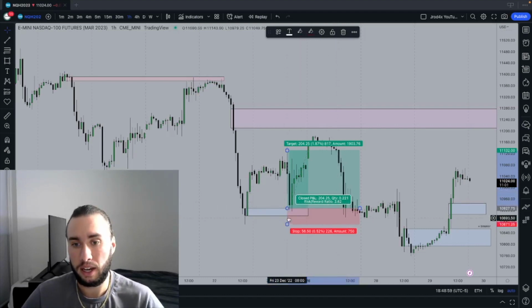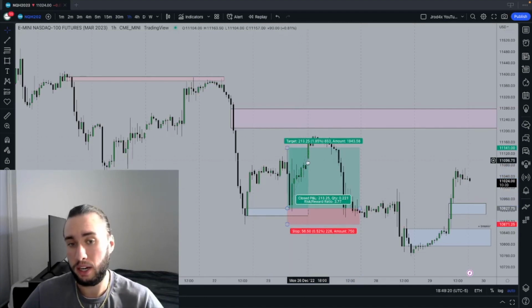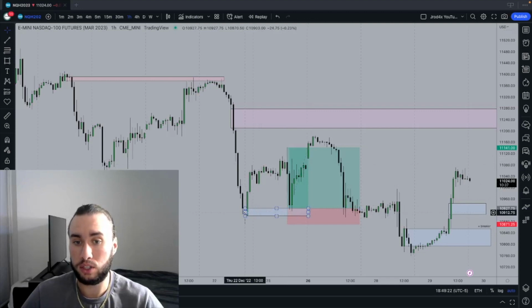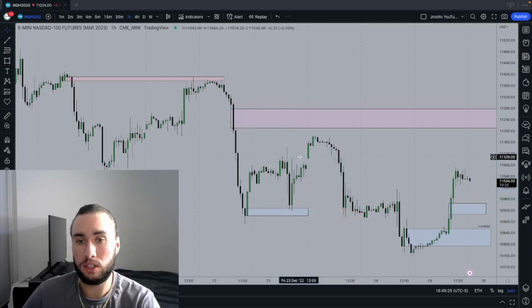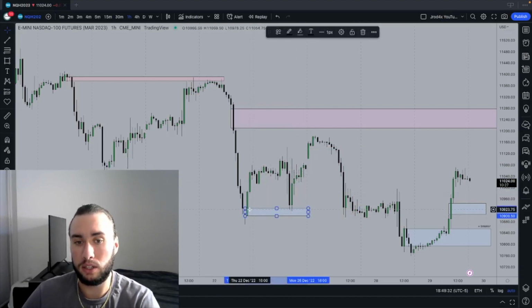Very low risk, and you could see pretty nice profit. Ultimately, this would have been a solid trade off of a bullish order block. So I would really study these a lot more in detail because there's a lot of specifics that come with bullish and bearish order blocks. But for me personally, that's one that I would consider a bullish order block.